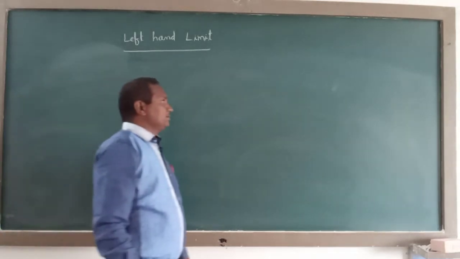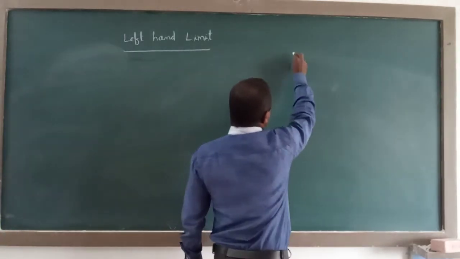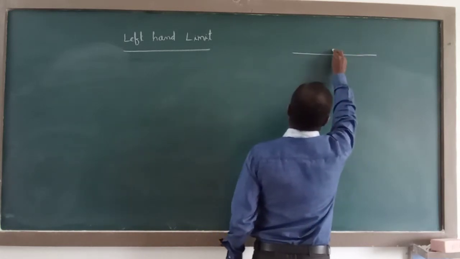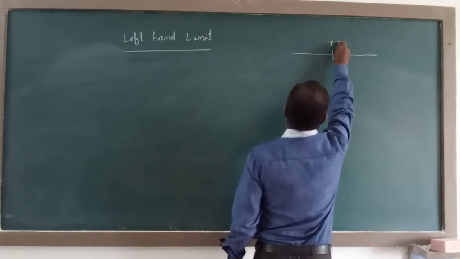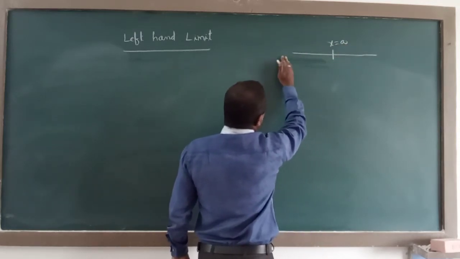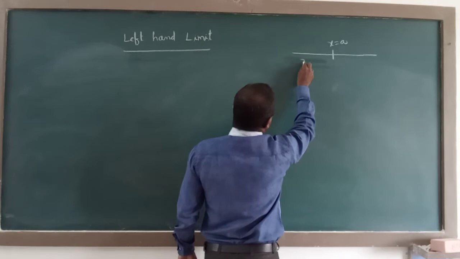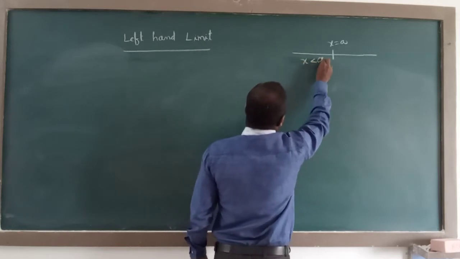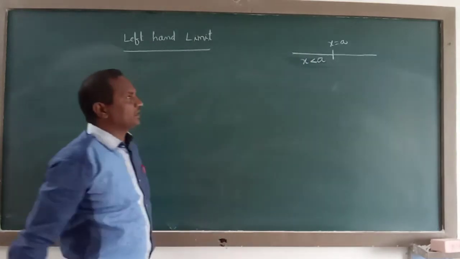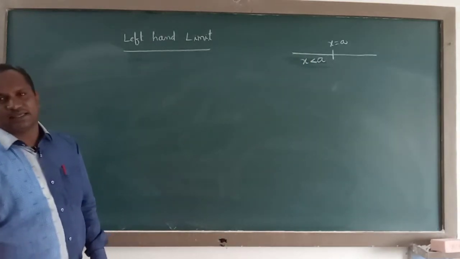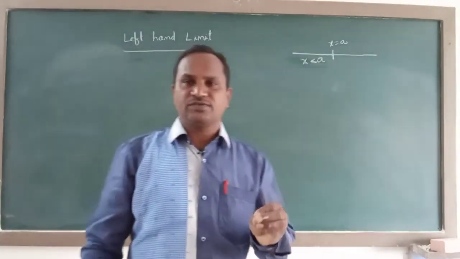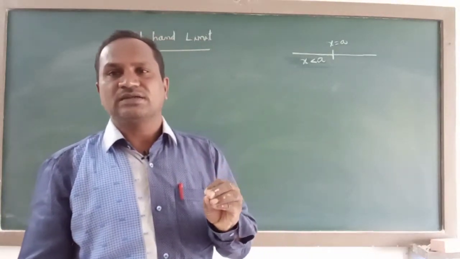So diagrammatically I am showing here, for example, take one real number line. Here x is equal to a. This side, the numbers you are getting on the LHS side are all less than a. Less than a means, corresponding to the less than symbol, whichever function is there, we must consider for LHL.